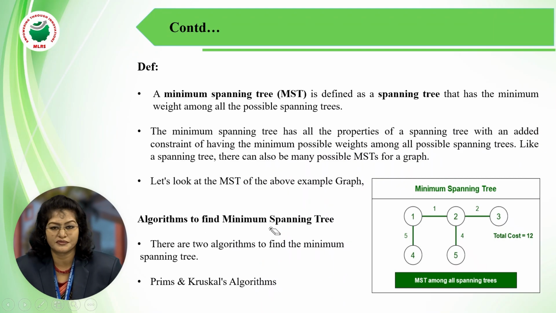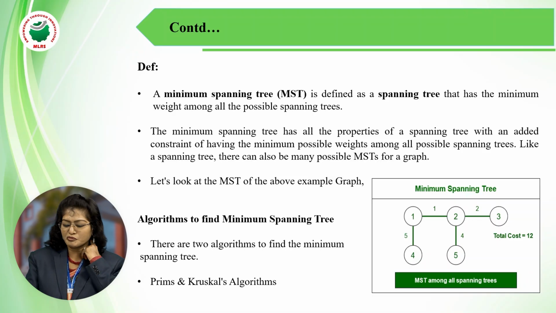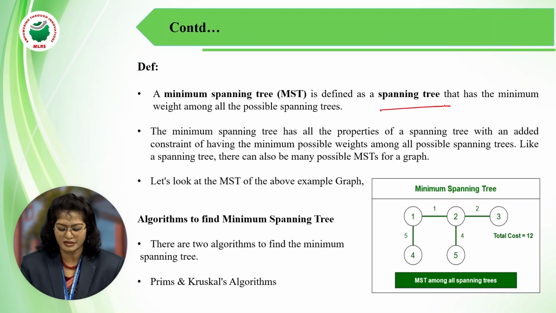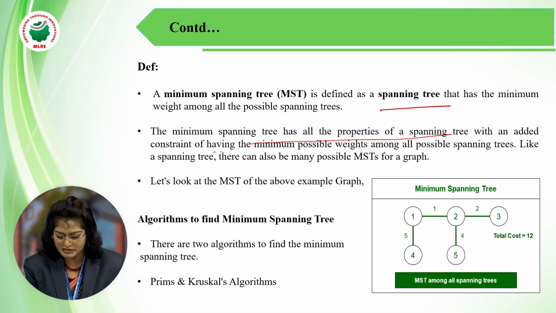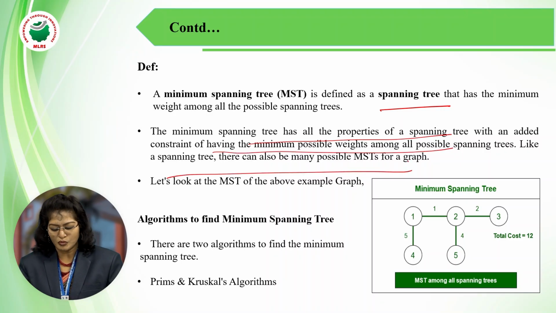And next, what is the definition of the spanning tree? A minimum cost spanning tree is defined as a spanning tree that has the minimum weights among all the spanning trees. So the minimum tree has all the properties of the spanning tree, with the added constraint of the minimum possible weights we need to take. And then also we need to check this particular example.